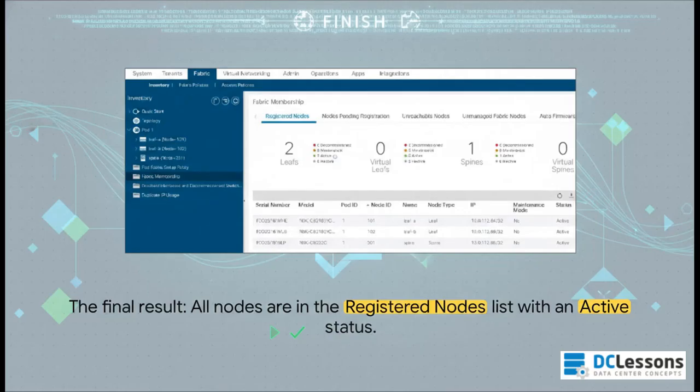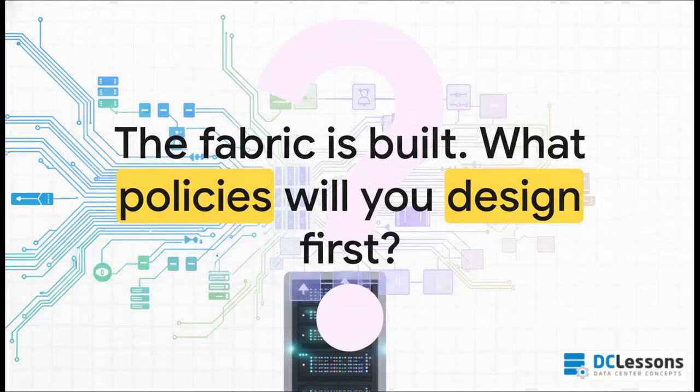And this is the finish line. This is your proof of success. When you go back to that Fabric Membership tab and look at registered nodes, you see this complete inventory of your brand new fabric. Every leaf, every spine, they all have a unique node ID, a name you gave them, an IP from that TEP pool, and a beautiful status of active. What started with just a few questions in a setup script has now become a fully discovered, fully connected operational network fabric. So all that automated heavy lifting, it's done.